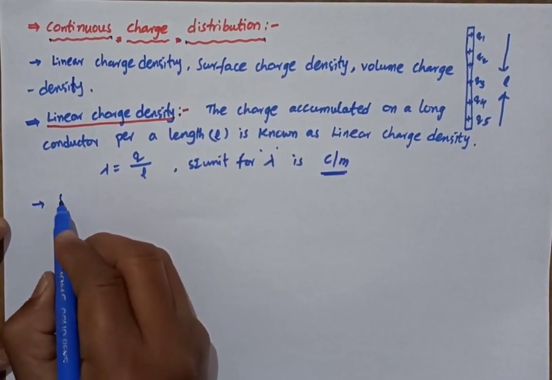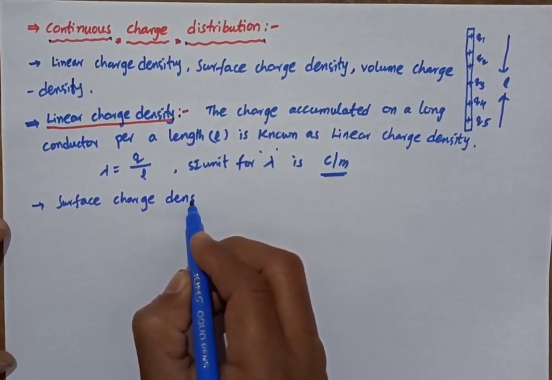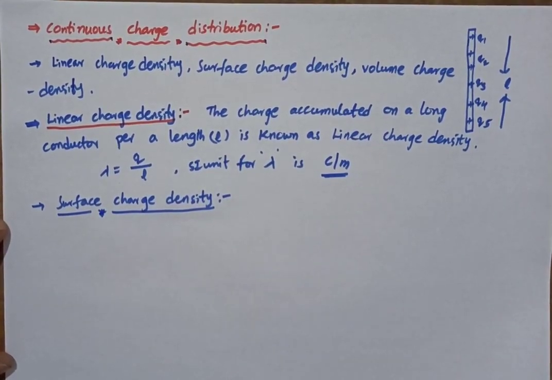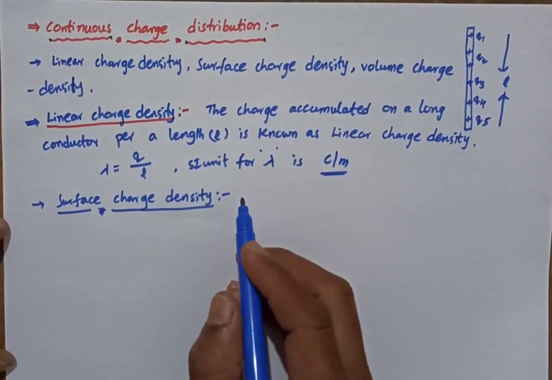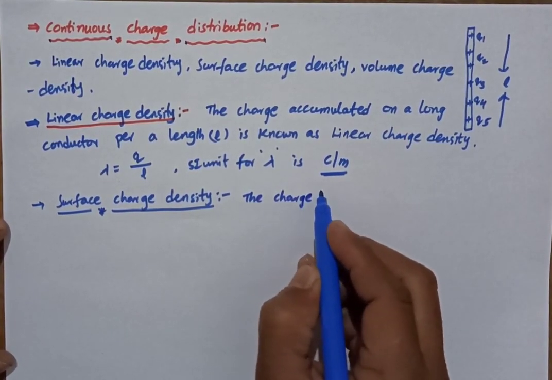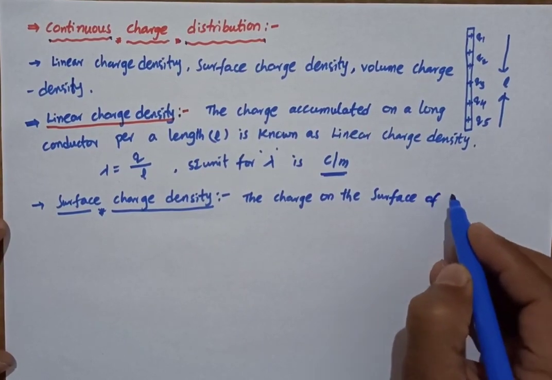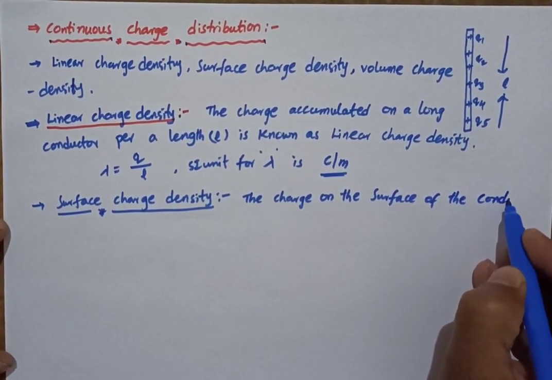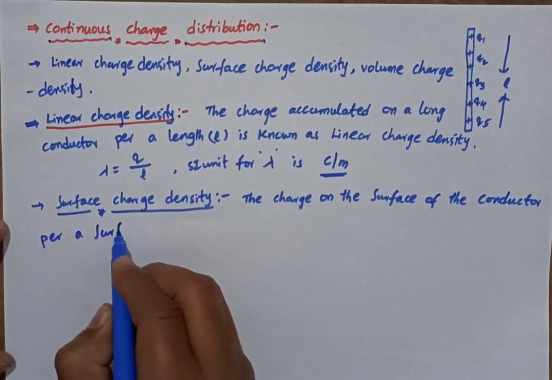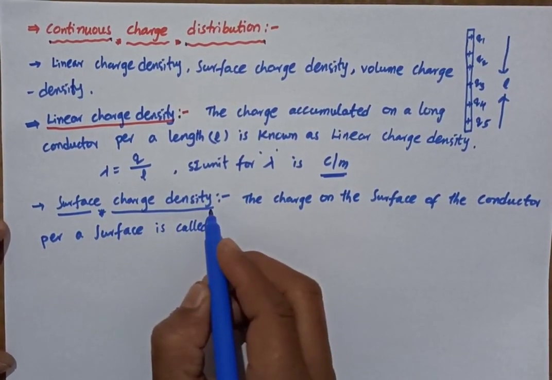Second one, surface charge density. Surface charge density is nothing but the charge on the surface of the conductor, the charge on the surface of the conductor for a surface, is called surface charge density.